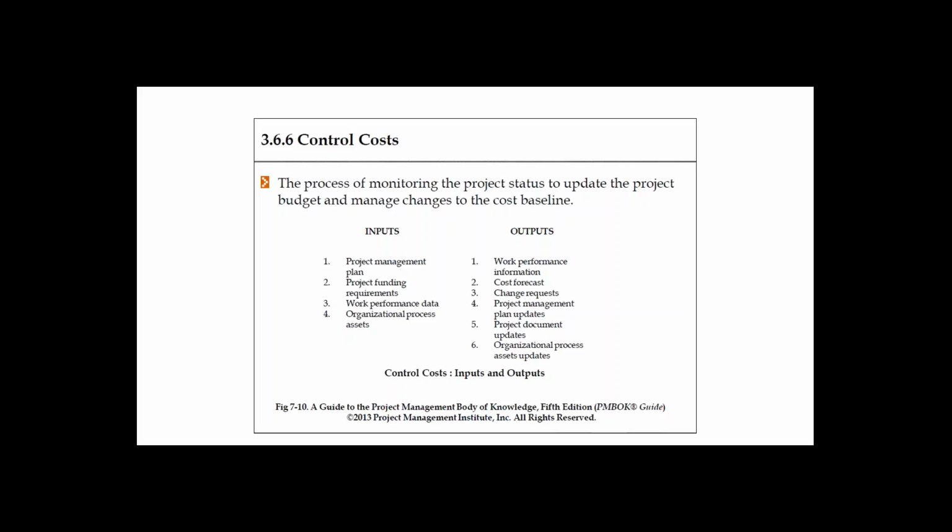And then you have change requests related to the cost if it requires. And when there are changes to one constraint, there are changes to other constraints, which requires project management plan updates, project document updates, and then OPA updates. And then you have work performance information; you may come up with some dashboards and publish it.